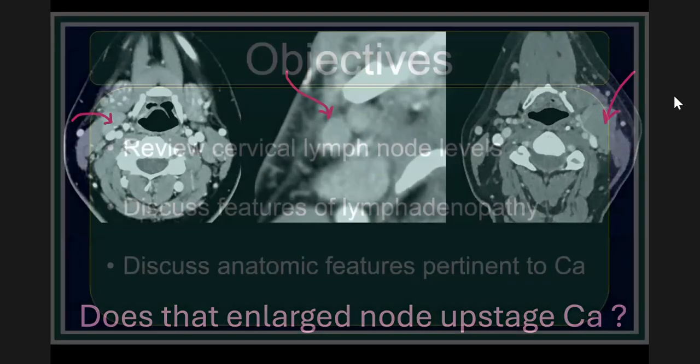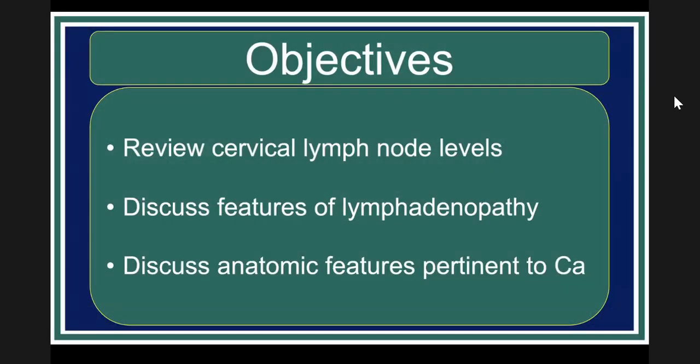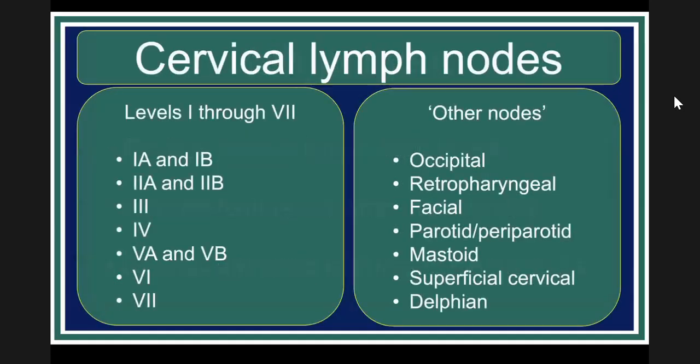So with these three simple pictures, we have three very simple objectives for our talk today. We are going to be reviewing the lymph node levels in the neck. We are going to be discussing the features of lymphadenopathy, when do we call cervical lymphadenopathy, and then we are going to be discussing anatomic features that are pertinent to individual head and neck cancers. So let's start with reviewing the different levels of the cervical lymph nodes.